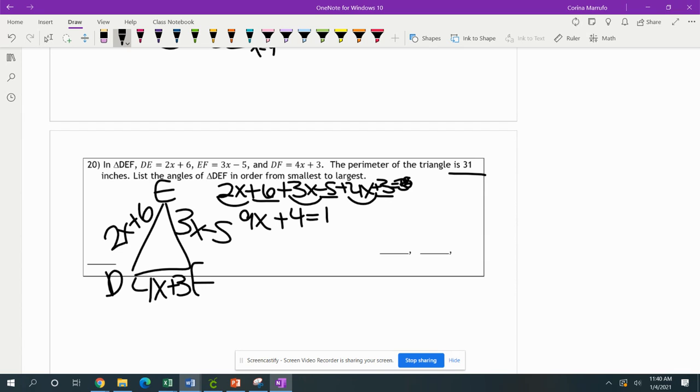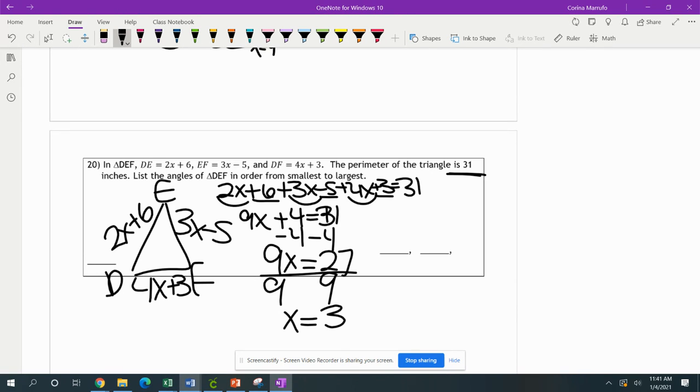I don't know what I did. It should have been 31. I say don't add it up to 180, and then I write the 180. Sorry about that. This should equal 31 because the perimeter is 31. Okay, we are going to solve for x. So we subtract the 4 first, and that gives us 27. We divide by 9, and we get x equals 3.